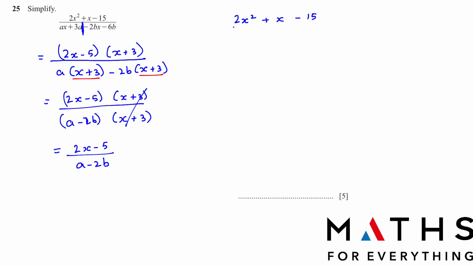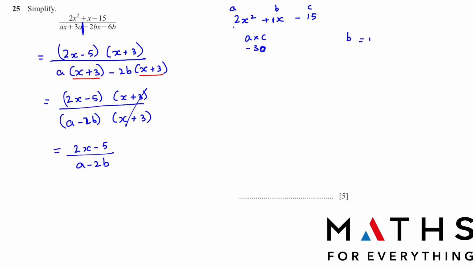Let's consider the number before x square as a, the coefficient of x as b, the number without x as c. We multiply a by c. We get -30. Now you need to find two numbers, factors of 30, that when you multiply, you get -30. When you add them, you should get the value of b. What is the value of b? It is 1. The coefficient is 1.